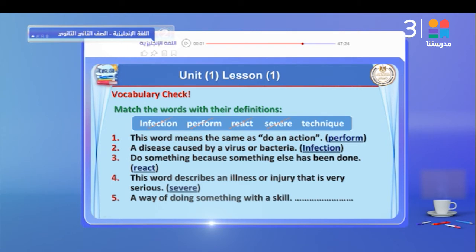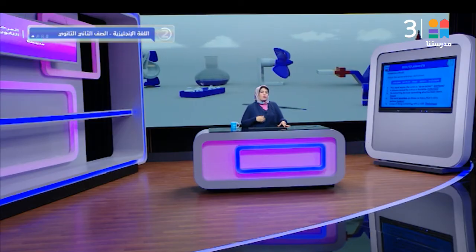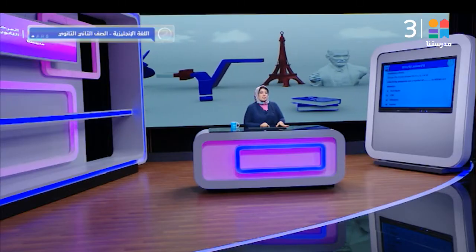Number 5, a way of doing something with a skill. What does this mean? A way of doing something but with a skill. Okay? So of course, this is a technique. Technique means way. You have your own way of doing things. You have your own strategy of doing things. So we say it technique. Okay? Those are some important vocabulary or some important words in today's lesson or in the poster highlighted in your books, and that's why we checked it together.